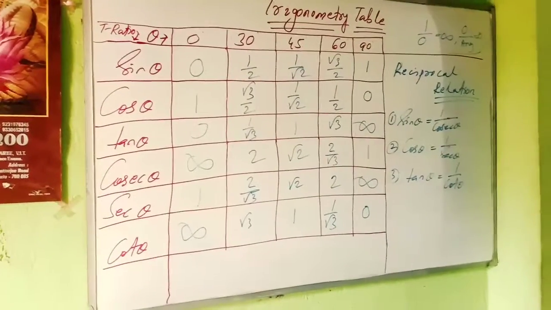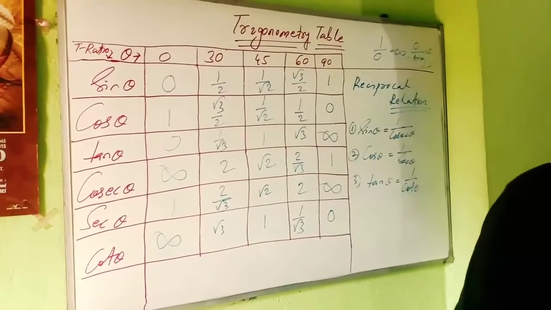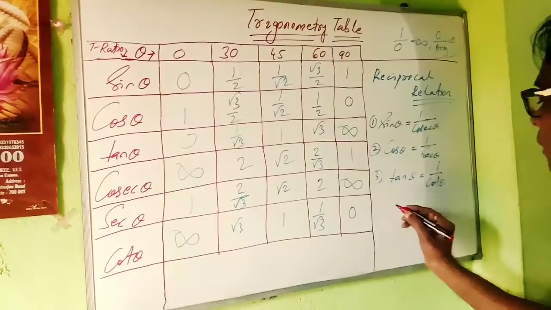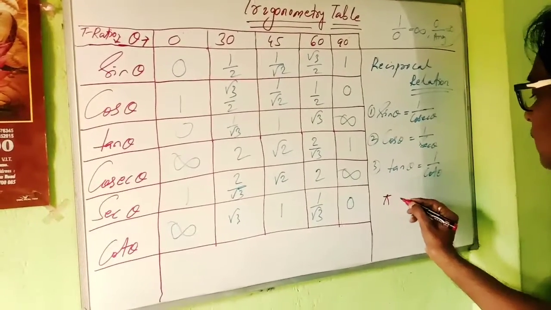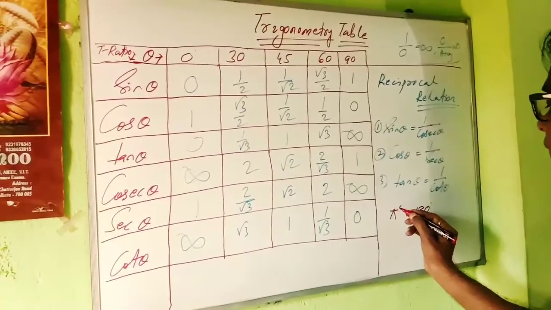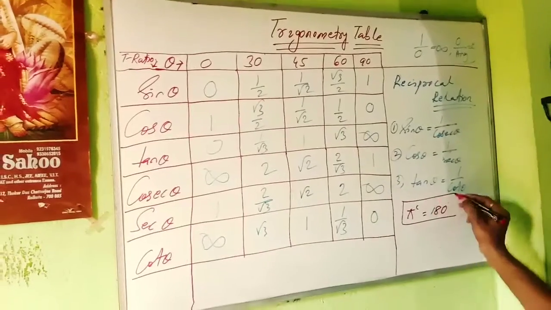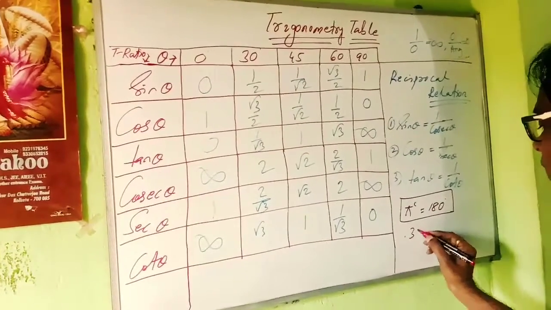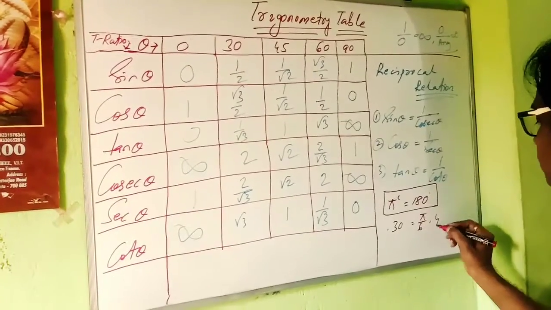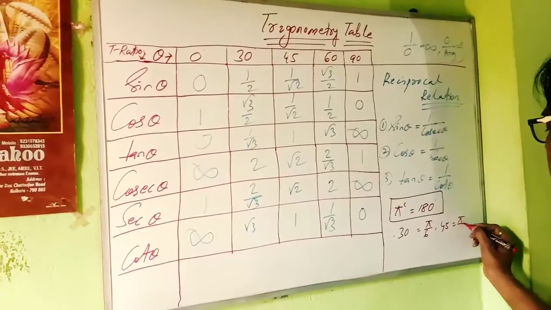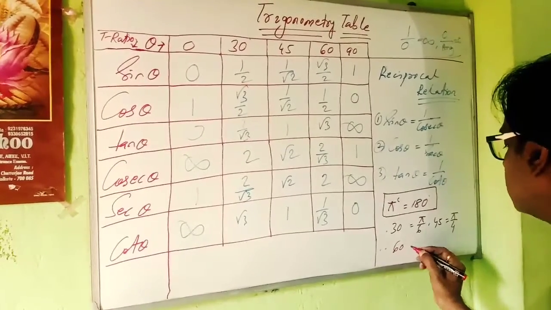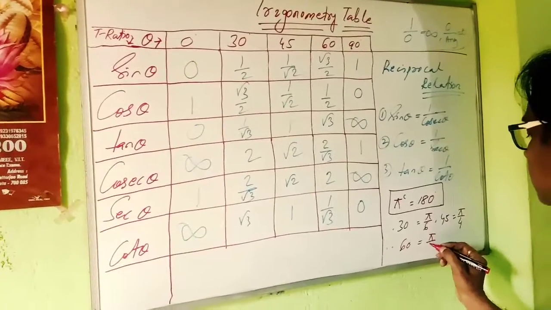One more thing you have to memorize here, for class 11 it is required. What is that? Pi radian is equal to 180 degrees. Pi radian, this is the radian symbol, pi radian is equal to 180 degrees. Therefore, 30 degrees will be how much? That is pi by 6. 45 degrees will be how much? That is pi by 4. And 60 degrees, how much? That is pi by 3. Pi means 180 degrees.